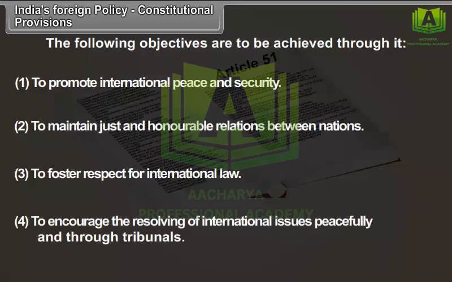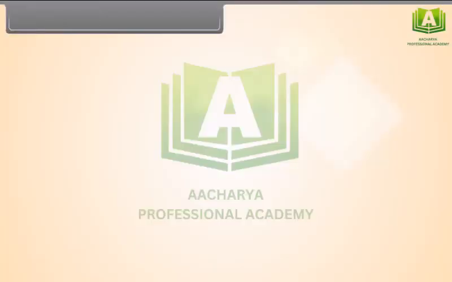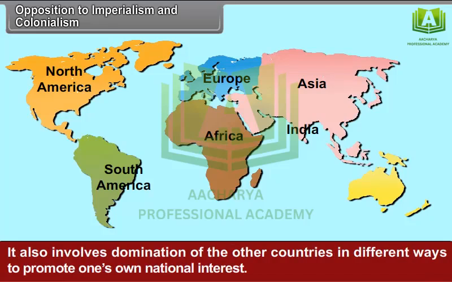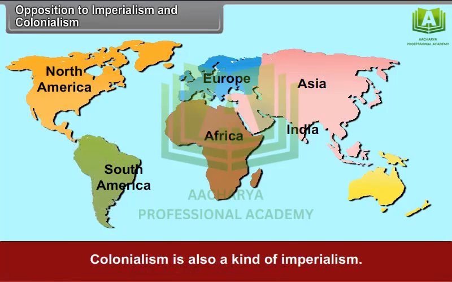Some of the main features of India's foreign policy are as follows. Opposition to imperialism and colonialism. Imperialism means disrespect for the freedom and sovereignty of other nations. It also involves domination of the other countries in different ways to promote one's own national interest. Colonialism is also a kind of imperialism.